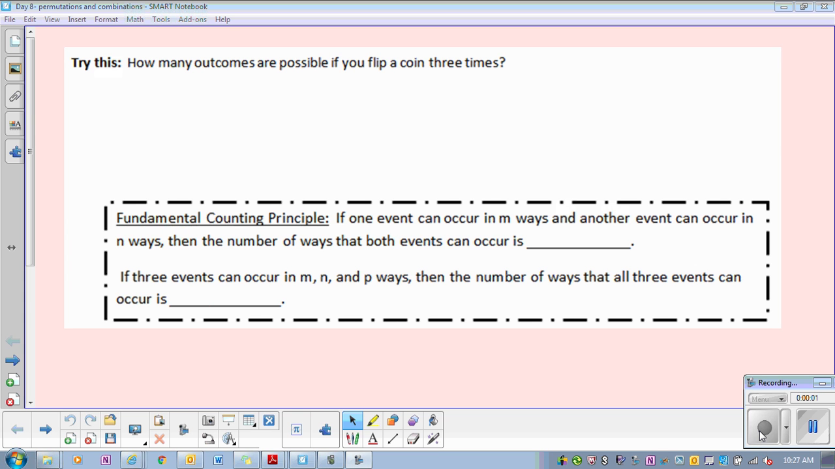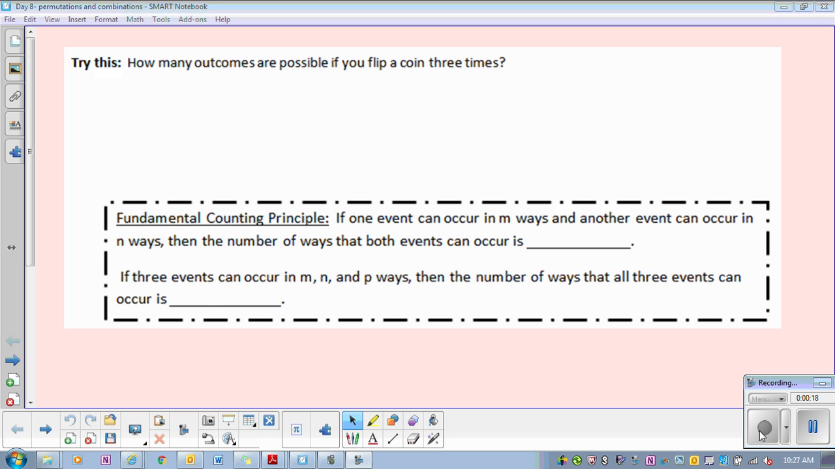Lesson of the year. Permutations and combinations. So, let's think about this. I just want you to think about how many outcomes are possible if you flip a coin 3 times.